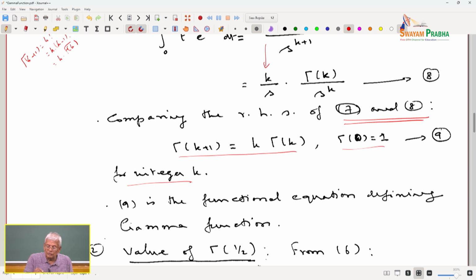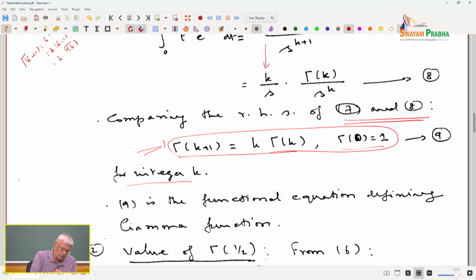Now, this relation is called a functional relation. Why is it called a functional relation? The function gamma k is expressed in terms of itself. So, what does this functional relation tell you? A function is defined by itself. It's a kind of recursive relation.